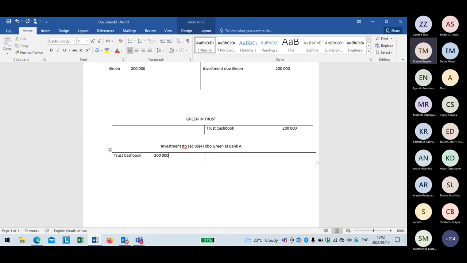Let me clarify it. This is what I wanted to clarify, or to repeat what I said last night. I said to you last night that this is the only time when you will open a new account after using clients' money. The only time you will open a new account to debit after the client's money has been taken out of the trust cash book is when you invest. Because when investing, you will open an investment account. But in every other case, when client's money is used, you will credit the trust cash book and debit the relevant client.